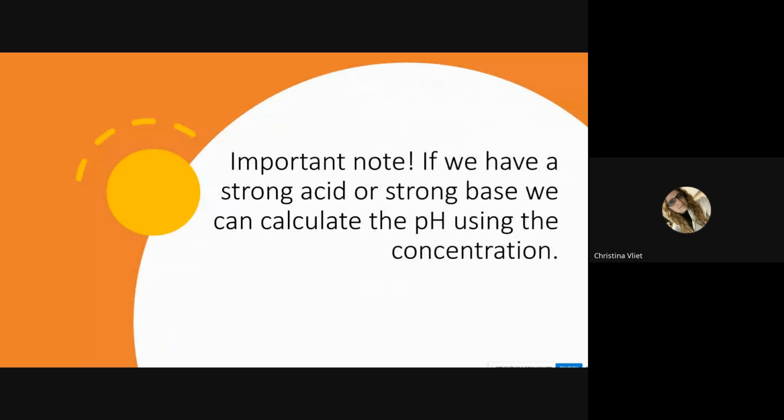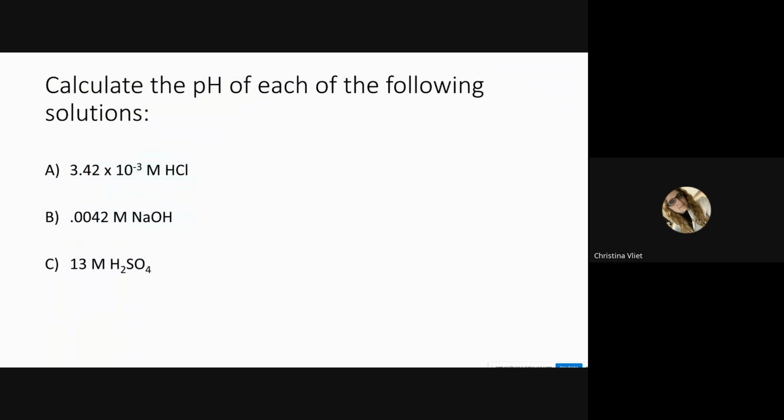So this leads us to the last thing we're gonna learn today. If we have a strong acid or a strong base, we can directly calculate the pH using the concentration. I know that I gave you a few questions in the Bellwork last class, and some of you picked up on it and some of you got confused. And it's okay because I hadn't directly taught it yet. But now I am. I'm giving you 3.42 times 10 to the negative third molarity HCl, and I want to know what's the pH of that solution.